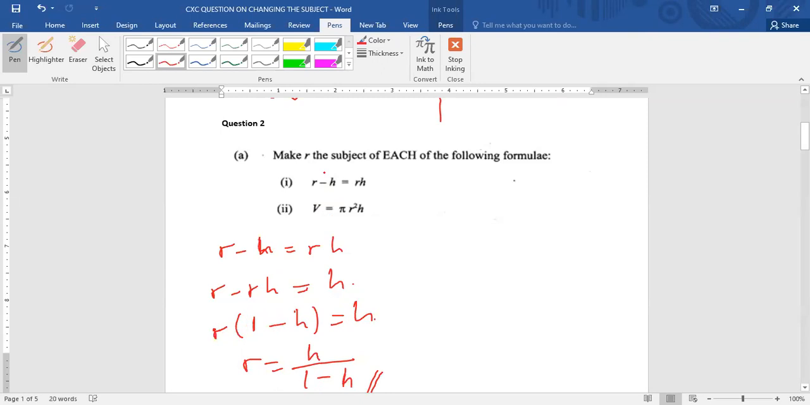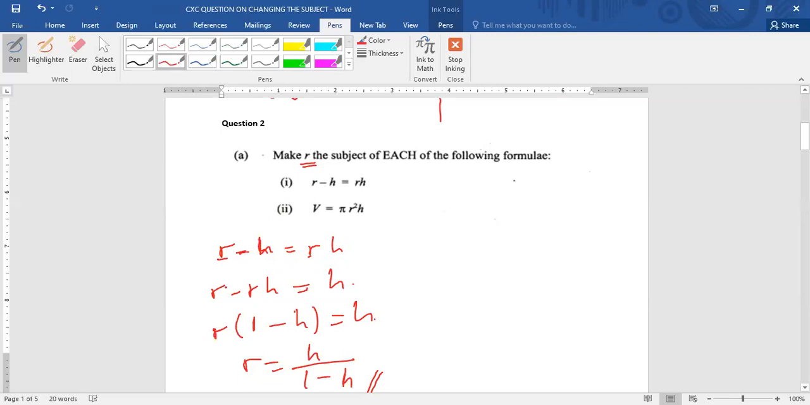This is the answer. So let's go one more time. CSEC gave the students R minus H is equal to RH. They asked them to make R the subject, right? Subject, meaning they want R to stand by itself. We have R here and we have R here. So what we did was we group all the R at one side. This RH here is positive RH. We bring it over the equal sign, it becomes negative RH. Everybody see that? Then this is negative H. You carry it over the equal sign, it becomes positive H.